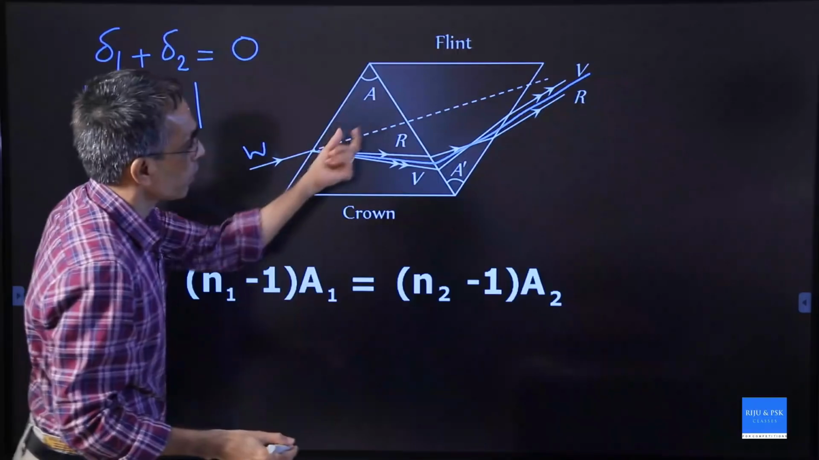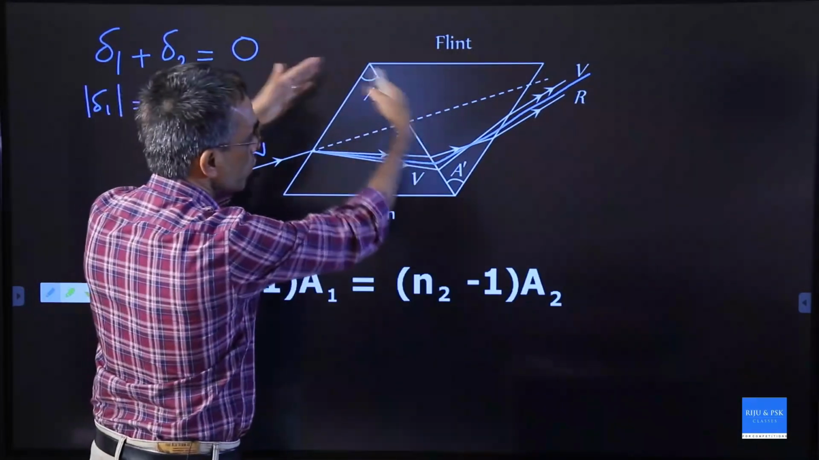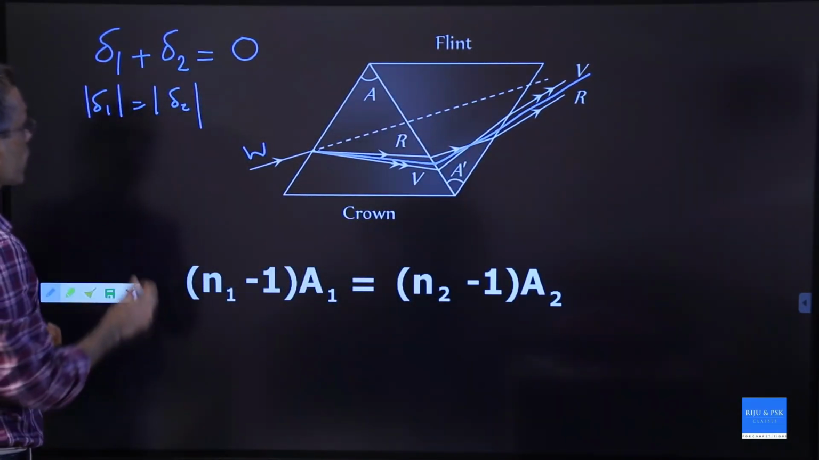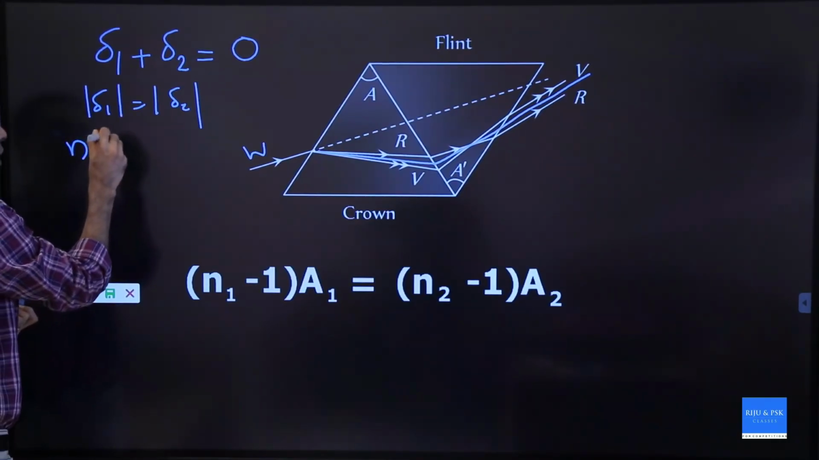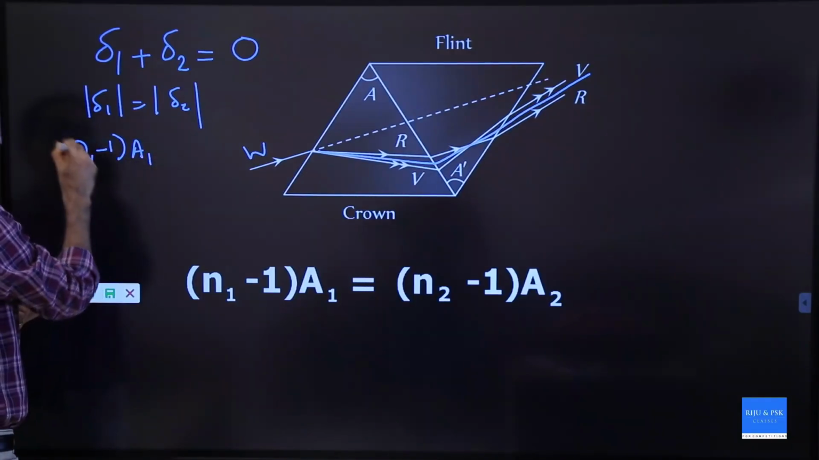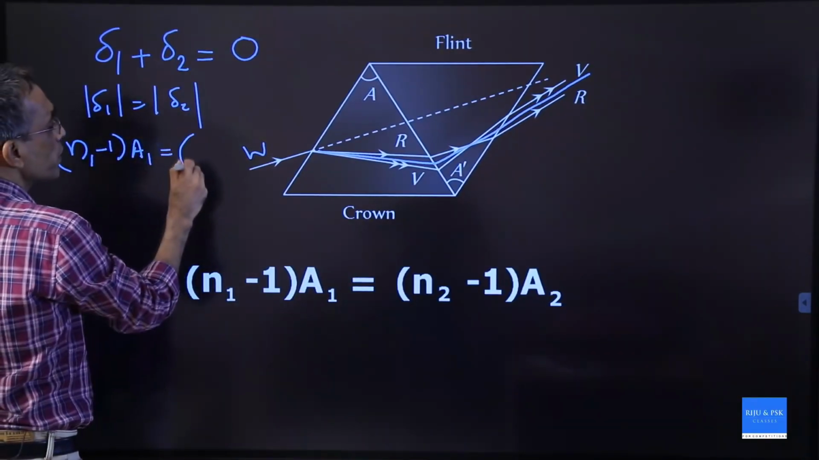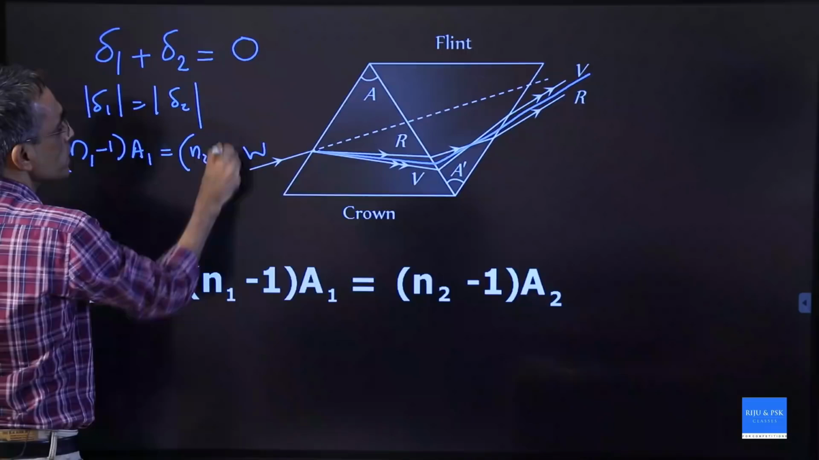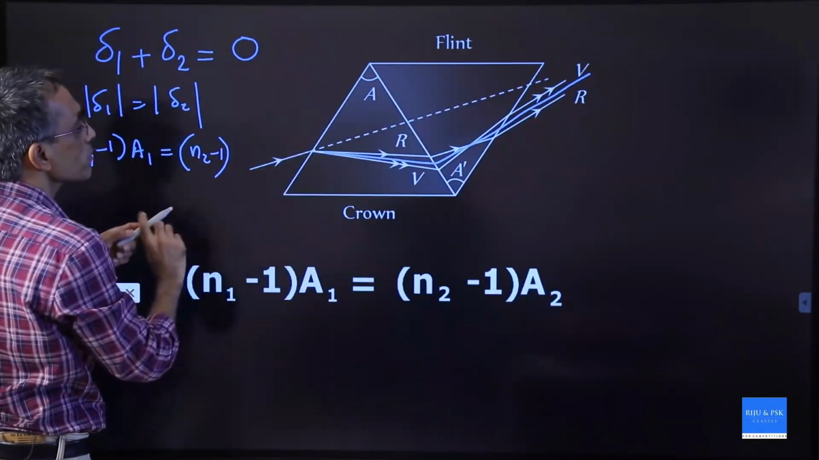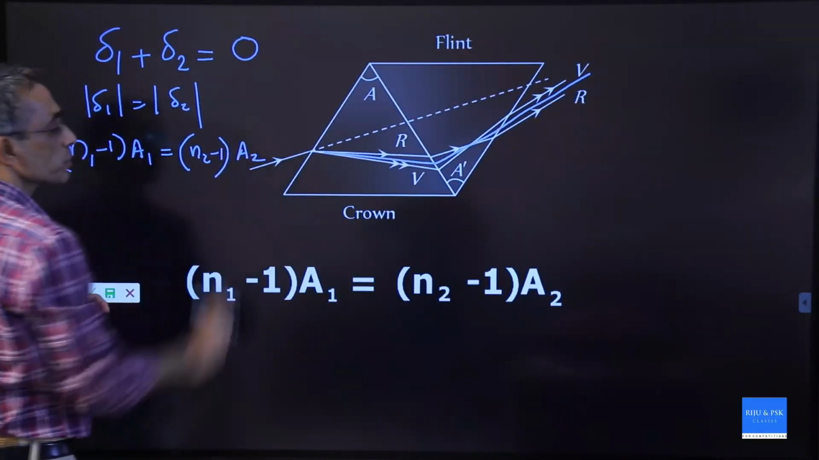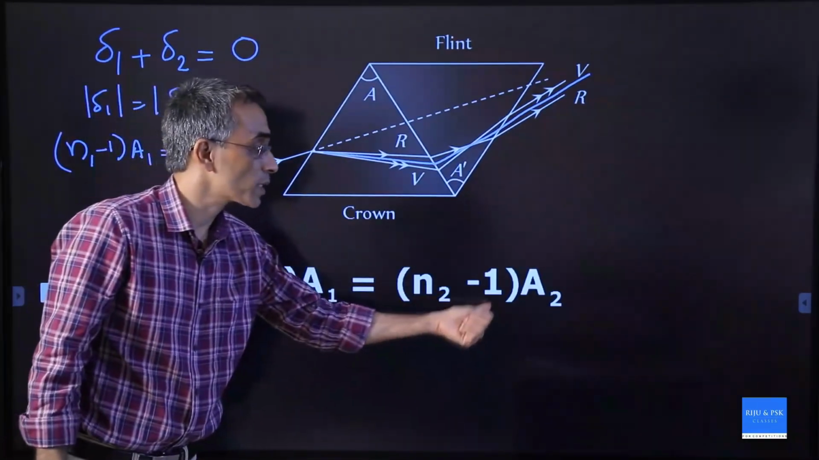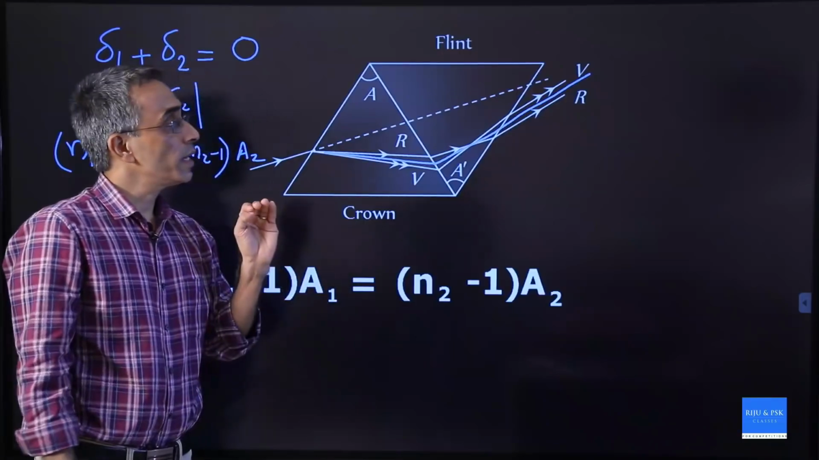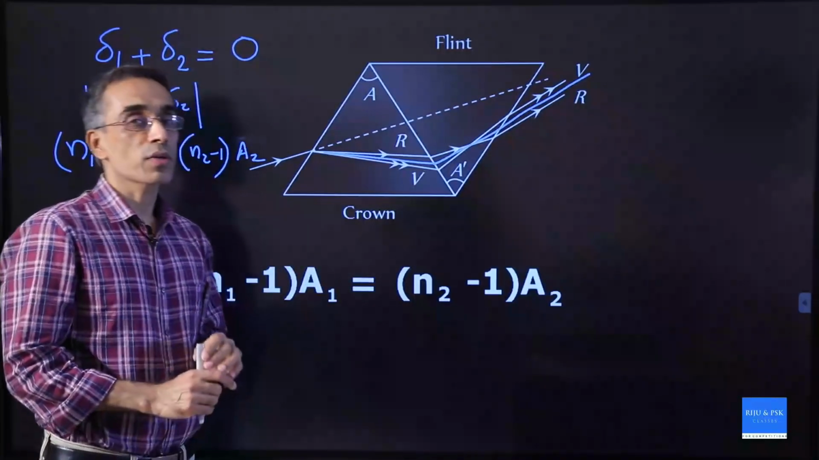Since this is very small, the diagram is not correct because these are shown as large angles, but it should be a very small angle. If it is a very small angle, for the first prism I can write (n1 minus 1) into A1, and for the second prism I can write (n2 minus 1) into A2. That is, (n1 minus 1) A1 equals (n2 minus 1) A2. This is the condition for dispersion without deviation.